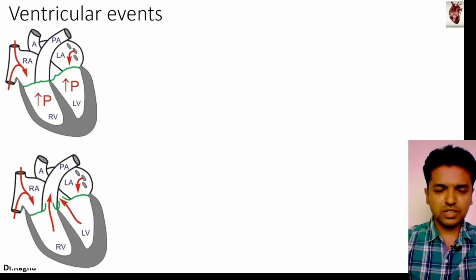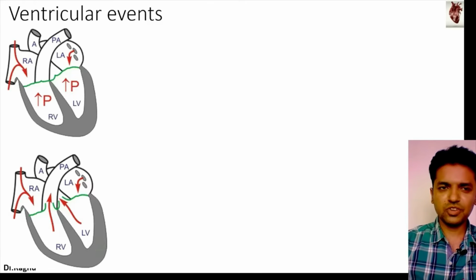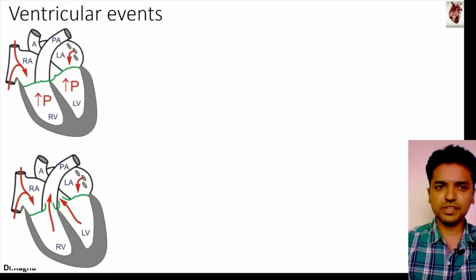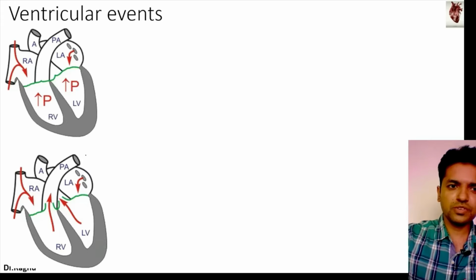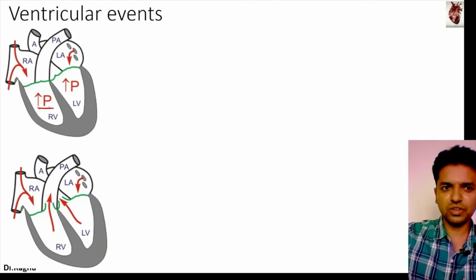Okay, till now we have finished the atrial events. What has occurred in the atrial event is that there is an atrial systole which has pumped the remaining 20% of the blood from the atria into the ventricles. Now what is going to happen in the ventricles is that the pressure inside the ventricles is going to increase.